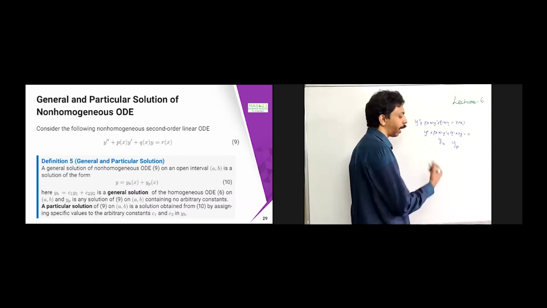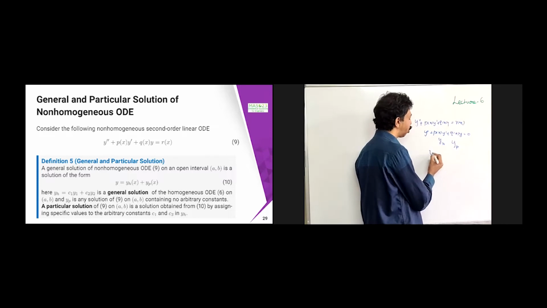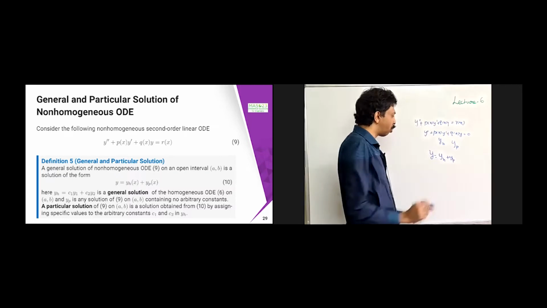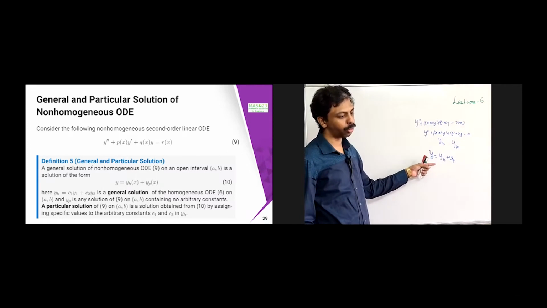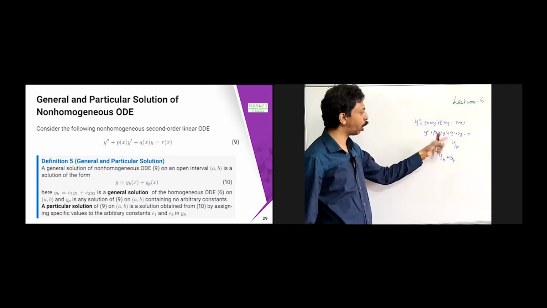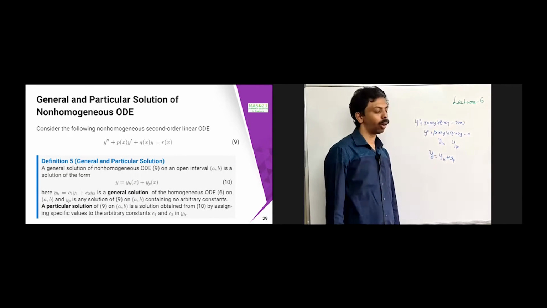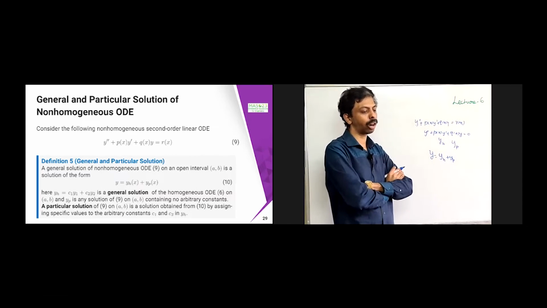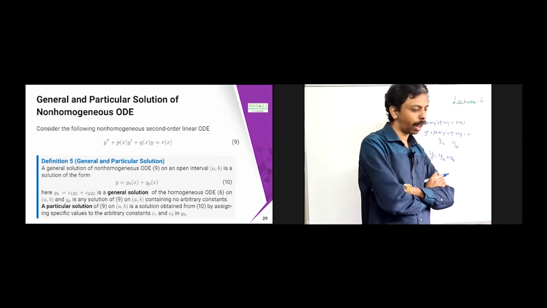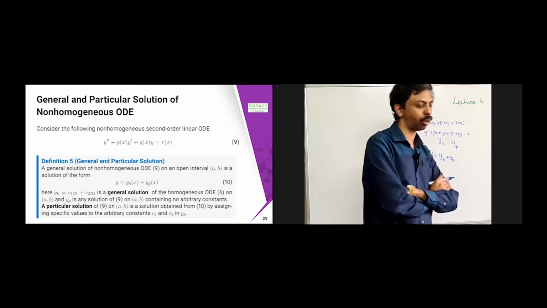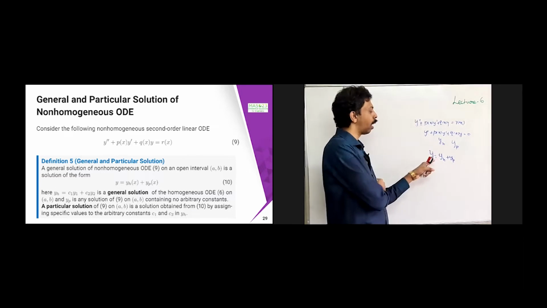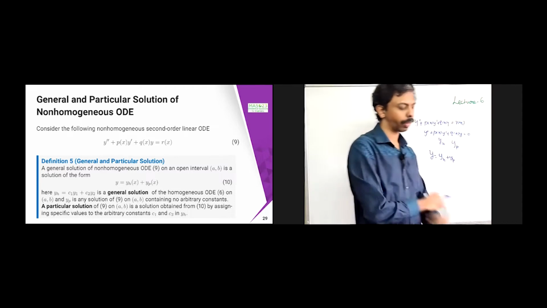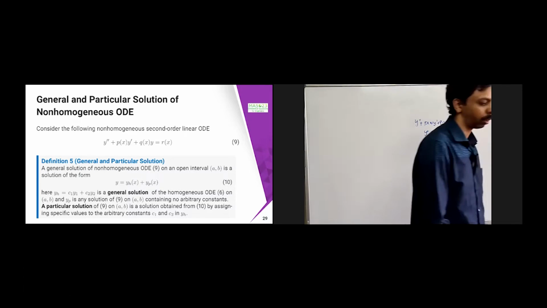Then I can obtain the general solution, which is going to become y h plus y p. If y h is the homogeneous solution and y p is the particular solution, this is the general solution for the non-homogeneous ODE. Here a particular solution of 9 in AB is a solution obtained from 10 by assigning specific values. You can assign specific values to C1 and C2, and that is called a particular solution.